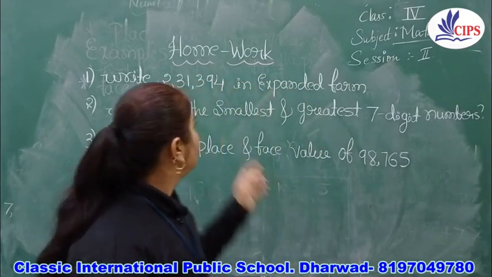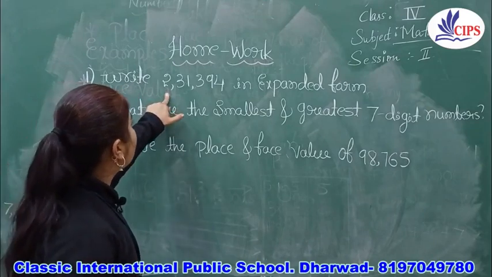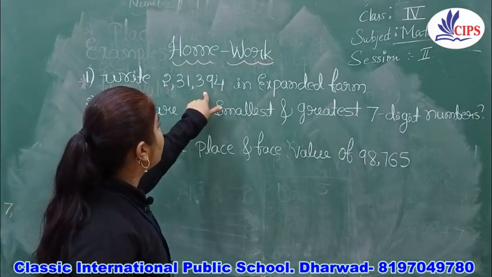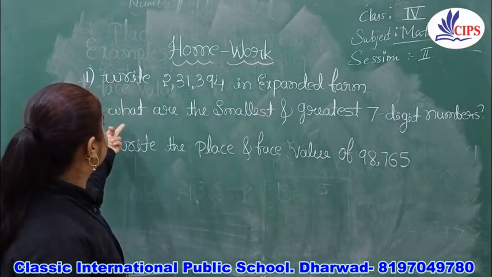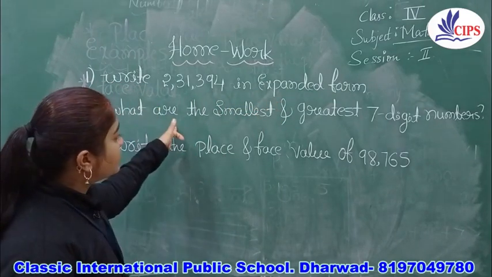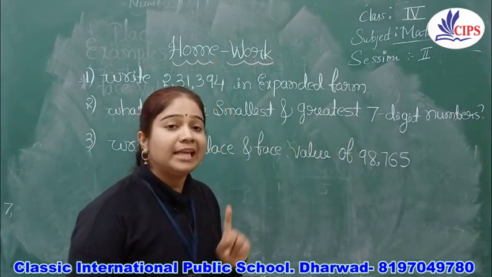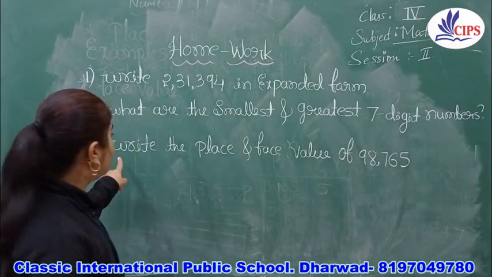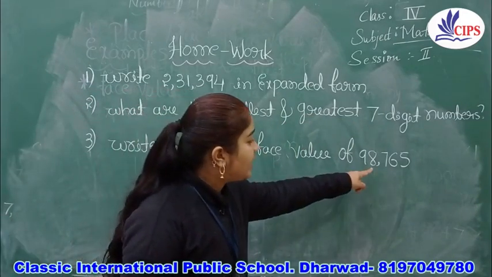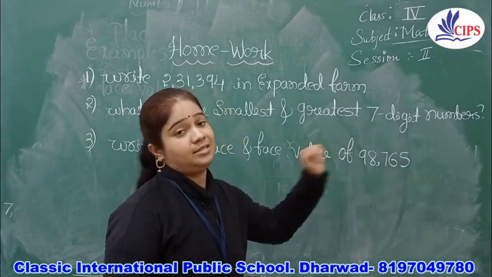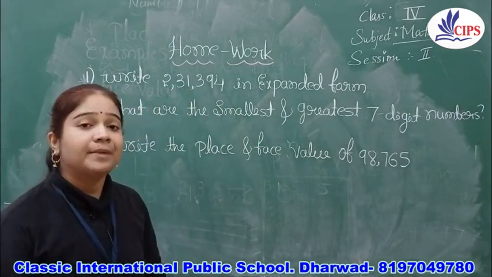So today's homework: write 2,31,394 in expanded form. Next, what are the smallest and greatest 7-digit numbers? Think and write. Write the place and face value of 98,765. Just go through this and practice it.